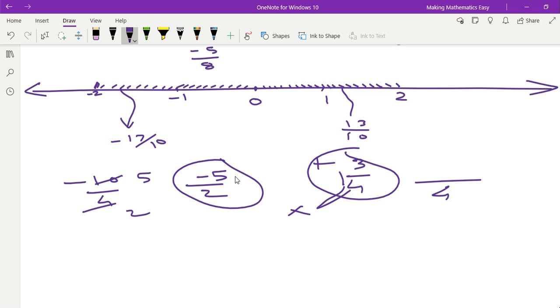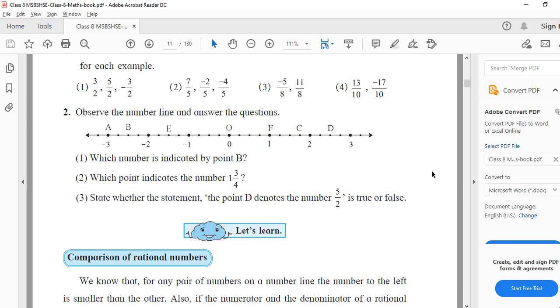So 4 ones are 4, 5, 6, 7. So the solution of this mixed fraction is 7 upon 4. Now we need to see on the number line what is 7 upon 4. 1, 2, 3, 4, 5, 6, 7. So your answer is point C, which indicates the number 1 3 upon 4.